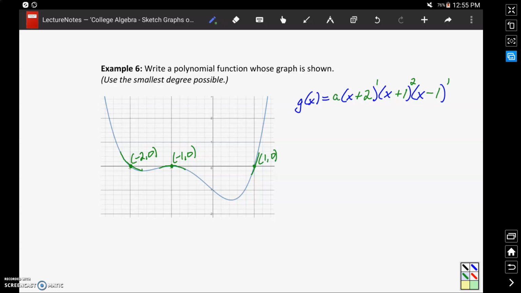Then we'll need to find what value we would want to substitute in for a for that constant factor. We can again look at using our y-intercept, which in this case would be the point (0, -1). So letting y equal negative 1 will give us negative 1 is equal to a times 0 plus 2 if we let x equal 0, 0 plus 1, that quantity squared, and 0 minus 1.